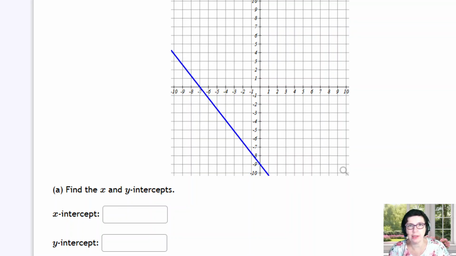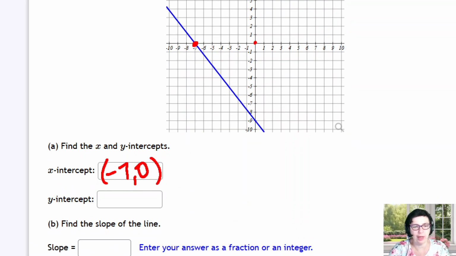Remember, the x-intercept is the intersection with the x-axis, and the x-axis is horizontal. So where is this line intersecting with the horizontal axis? Well, that is going to be at this point right here. For the x-intercept, we're not going up or down, so our y-coordinate is going to be 0. If we start at the origin to get to this point, we go 7 to the left. So it's going to be -7 for the x and 0 for the y. Notice how for the x-intercept, the y-coordinate is 0.